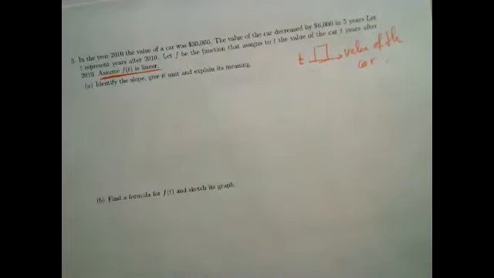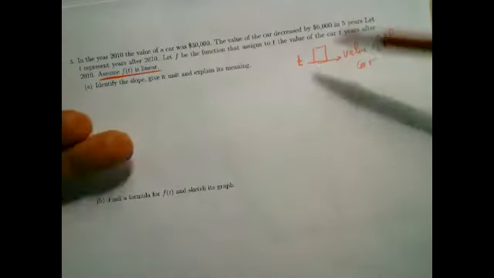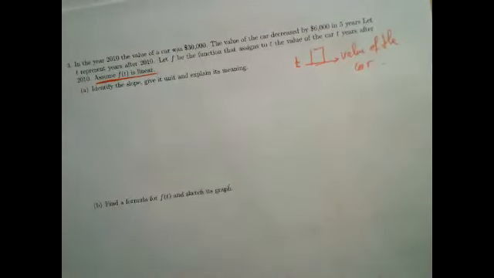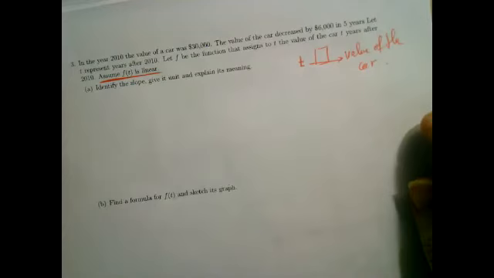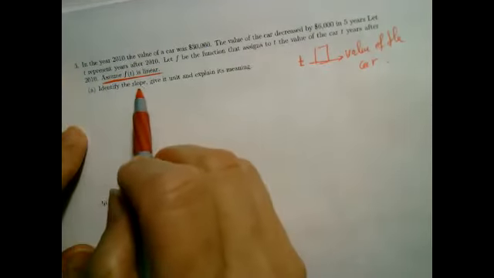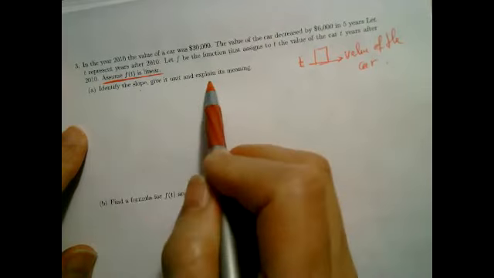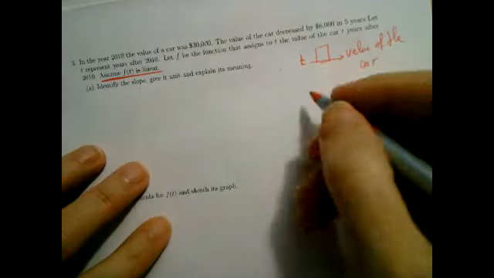I'm not asking you, is it linear? I did not give you any info to really tell you it's linear. It's not like the previous problem where I told you it decreased by that much per year. That's linearity. Here, I didn't tell you that. I told you we're going to assume it is linear, okay? And the question is, what's the slope? Give it unit and explain its meaning. So what's the slope?